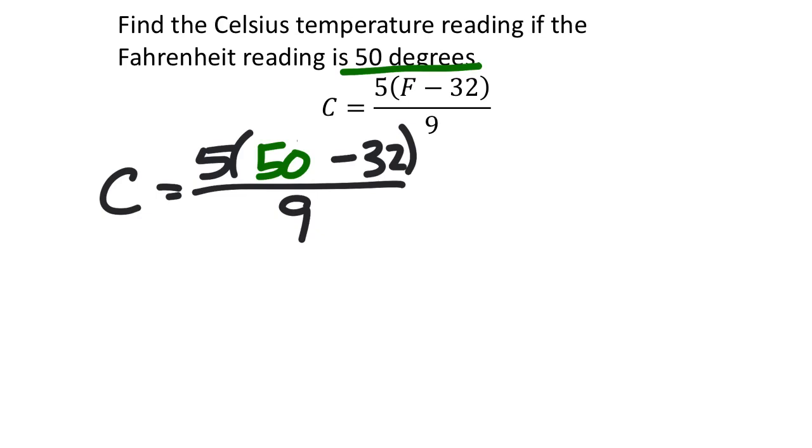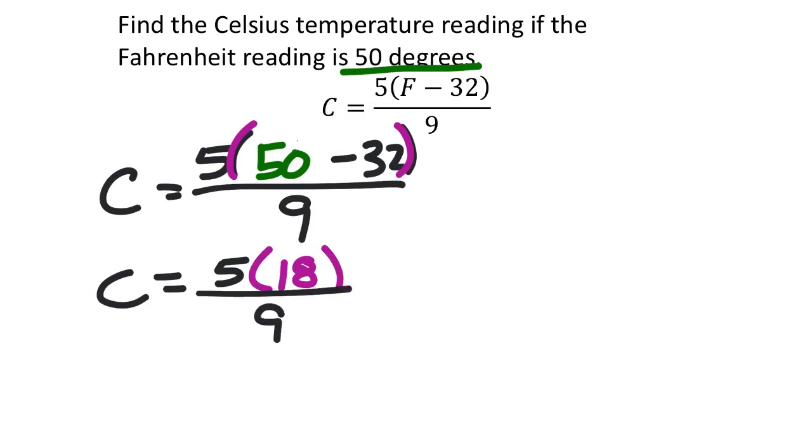So, again, you could use the order of operations to solve this, or you could just type it into the calculator. This one's not too bad. So I'm going to do the parentheses first, actually. 50 minus 32 would be 18. So as of right now, the Celsius will be 5 times the 18, and we'll just take it and divide it by 9.